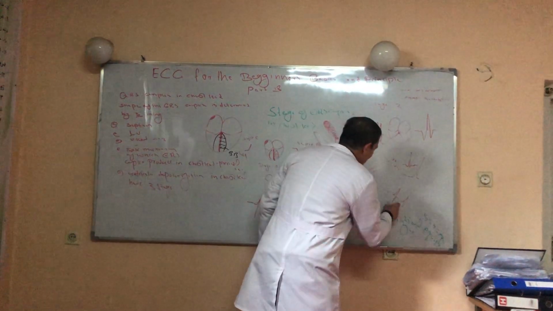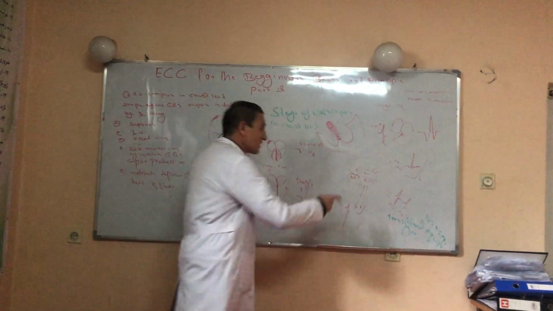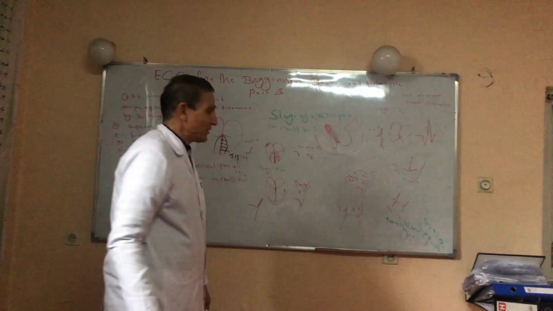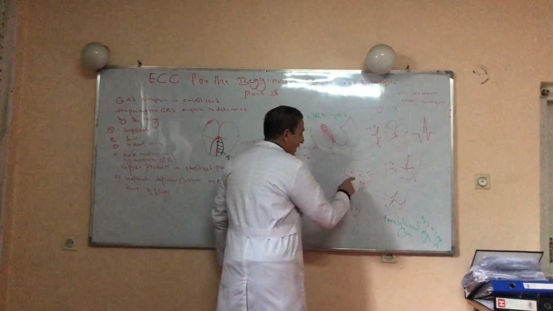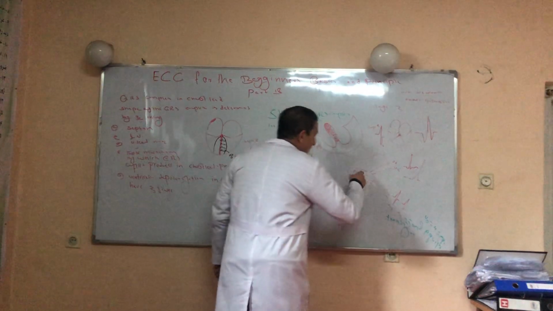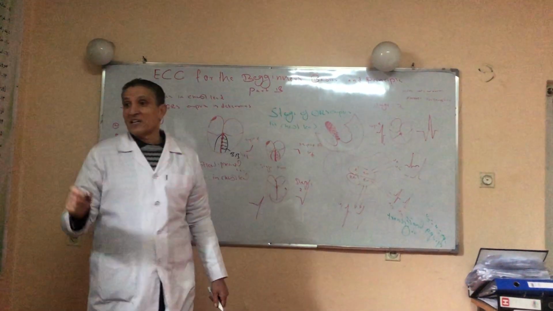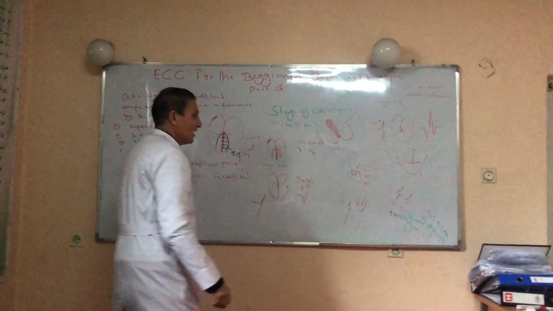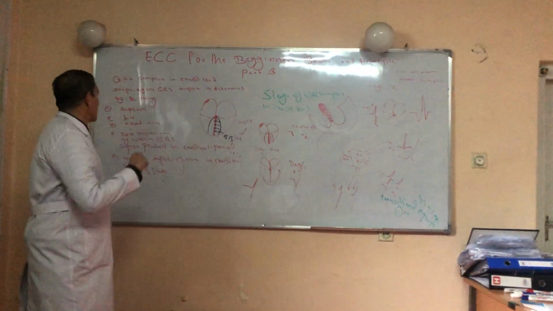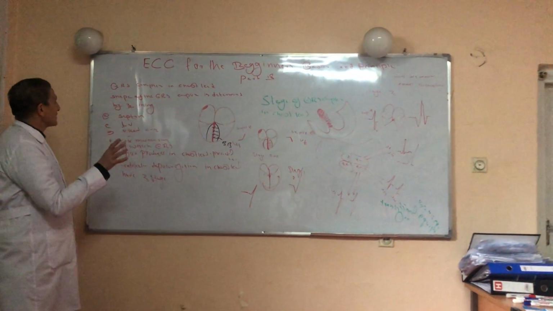V3 and V4 look at the septum, but provide electrical information about the anterior part or apex. V5 and V6 look at the left ventricle, and they provide electrical information about the left ventricle, especially the ventricular free wall. This was our topic: QRS complex in chest leads.